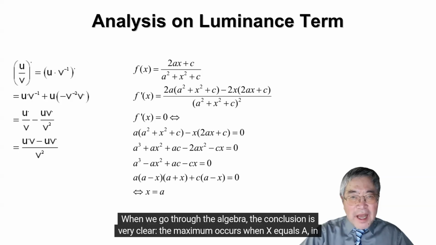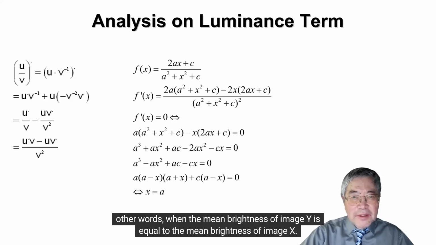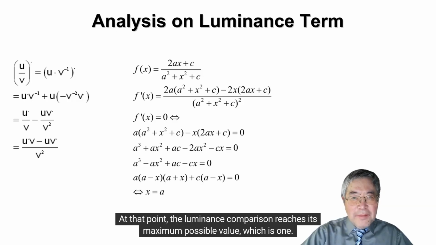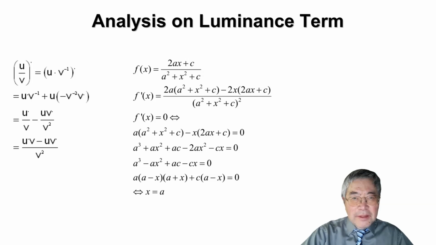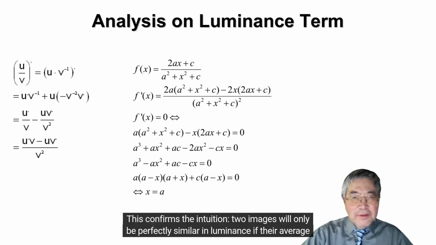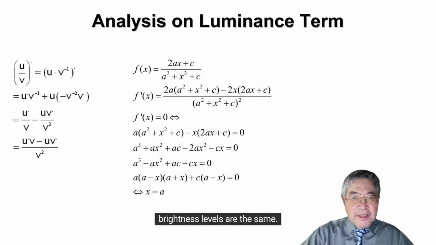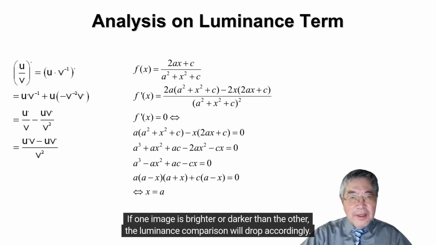When we go through the algebra, the conclusion is very clear. The maximum occurs when x equals a. In other words, when the mean brightness of image y is equal to the mean brightness of image x. At that point, the luminance comparison reaches its maximum possible value, which is 1. This confirms the intuition. Two images will only be perfectly similar in luminance if their average brightness levels are the same. If one image is brighter or darker than the other, the luminance comparison will drop accordingly.